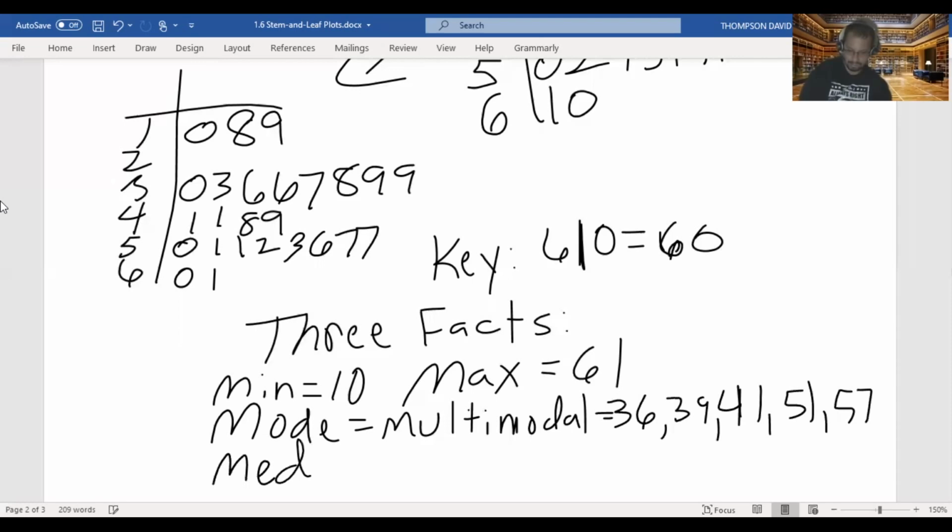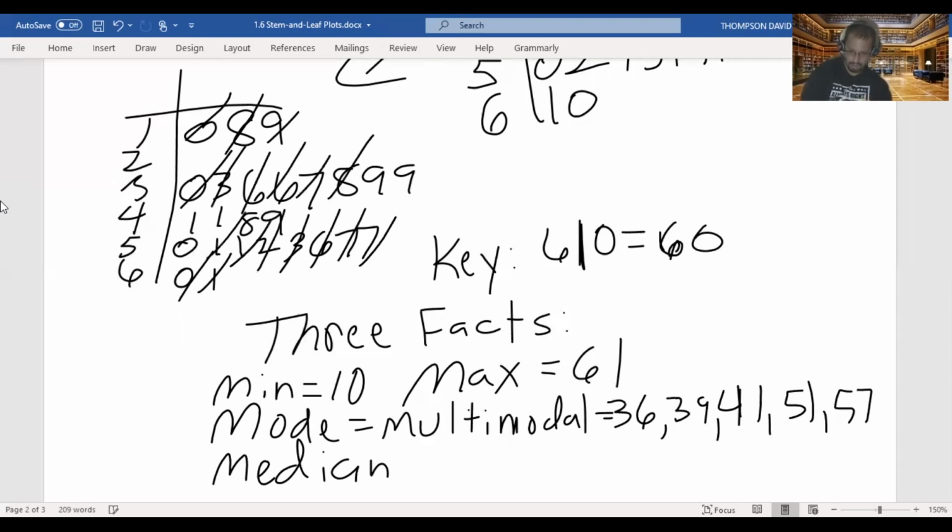Our median, we would use our cross-off method to find our median. Cross until you get to the middle. Keep crossing until you get to the middle. Keep going. We're almost at the middle. And it looks like our median is going to be 41.